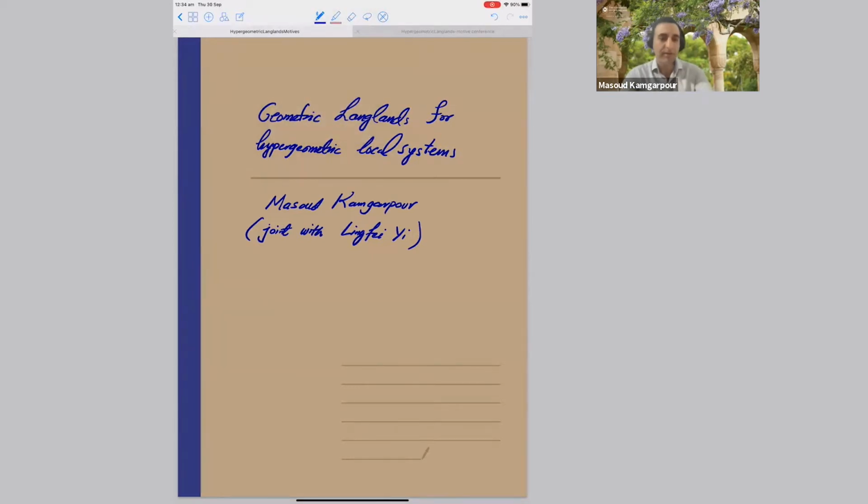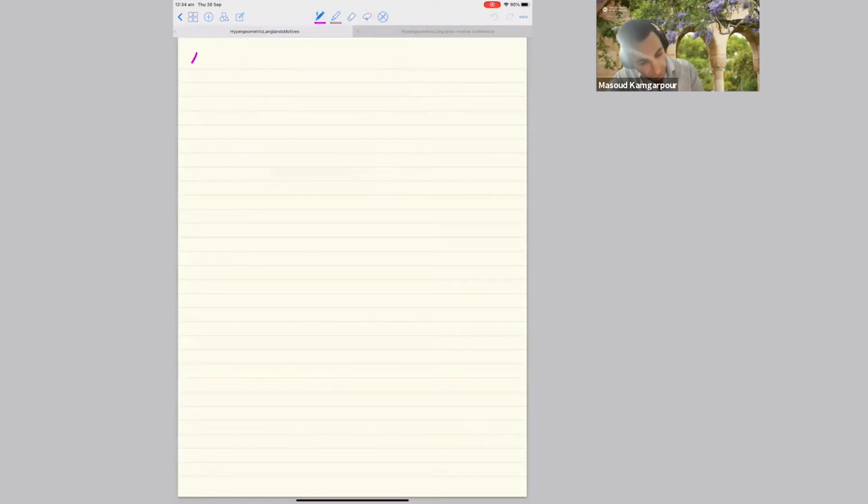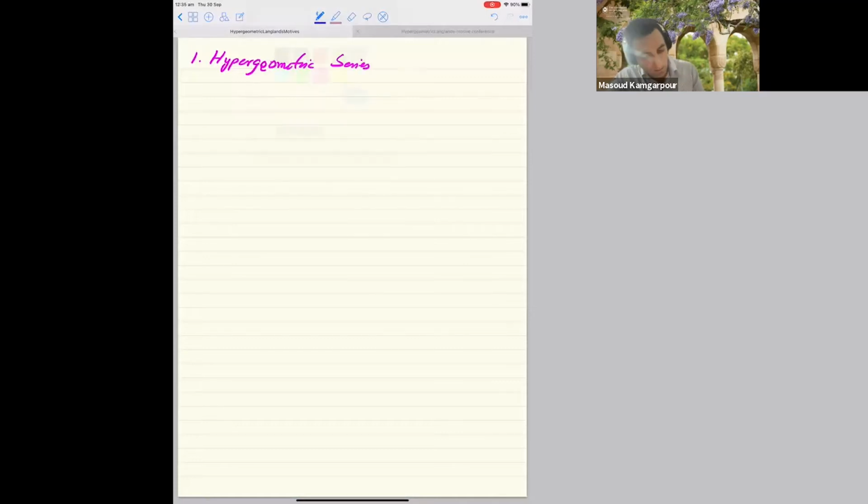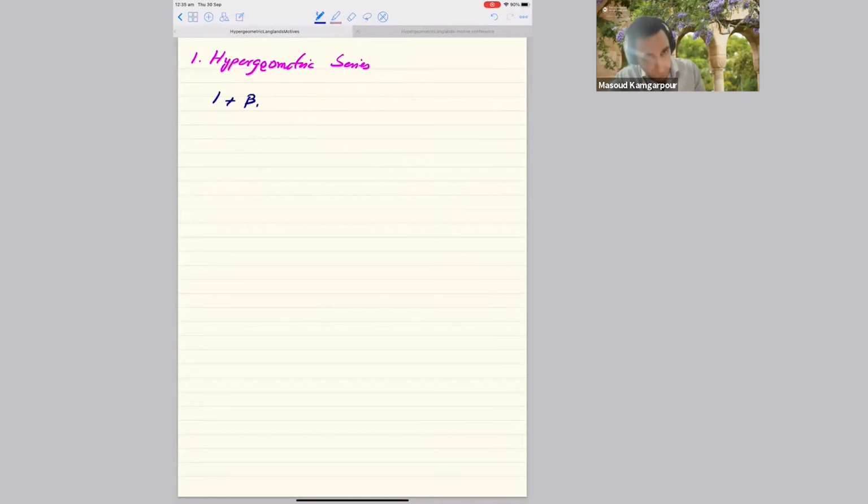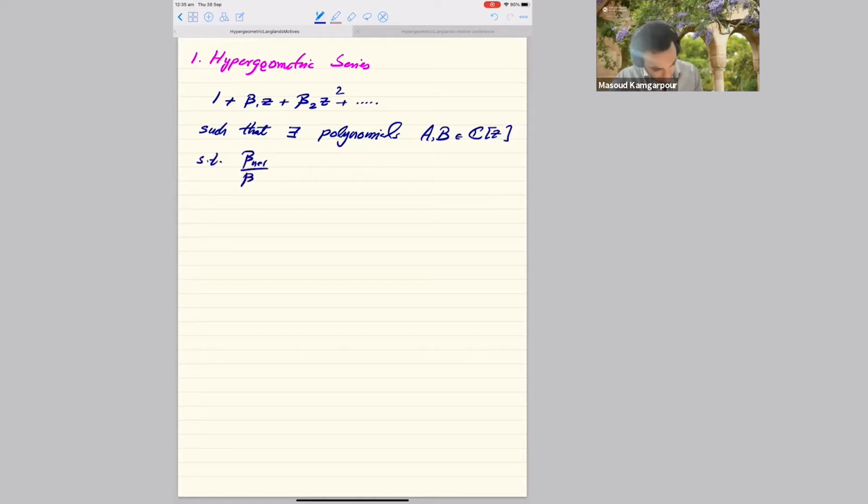A hypergeometric series, or what's called a generalized hypergeometric series, is something that looks like this. So you just take the geometric series, but you put in some coefficients. But these coefficients are not arbitrary. We require that there exist polynomials A and B such that the successive quotients are the value of this polynomial at n. So beta n plus 1 divided by beta n is the value of A at n divided by B at n.